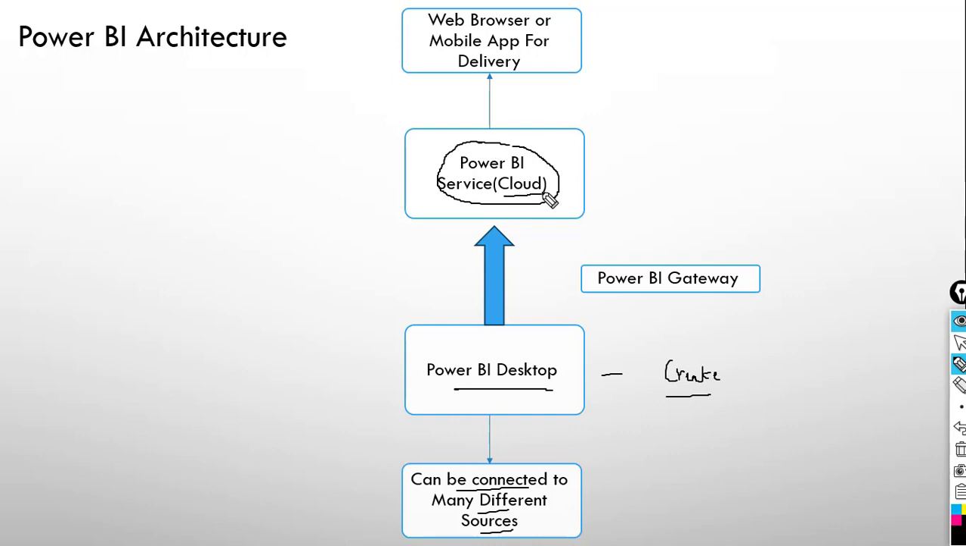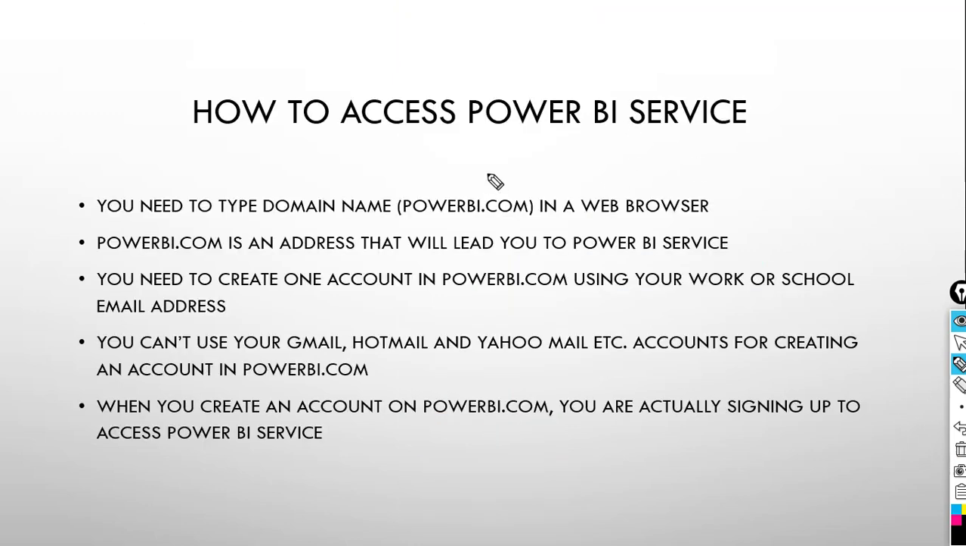This is a cloud-based service. I will discuss more details about Power BI service in another slide. So if you want to access this Power BI service, then you need to type the URL or domain name, which is powerbi.com, in the web browser. When you type the powerbi.com address in the web browser, it will lead you to the Power BI service because it is a cloud-based service. So you can access that service through a web browser by typing powerbi.com.